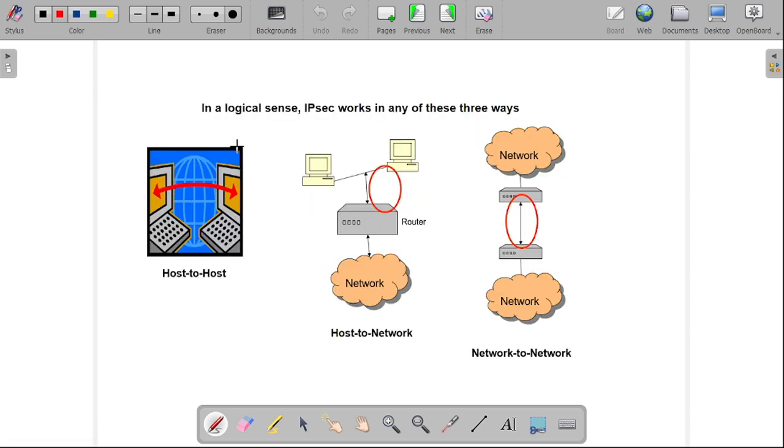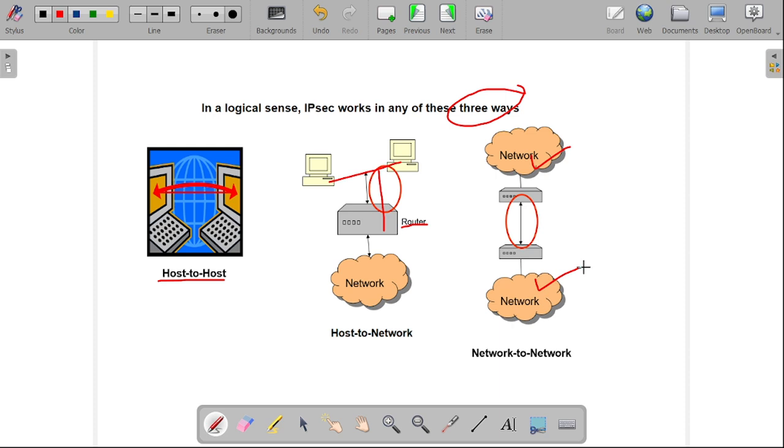Now, IP security can work in three ways. The first way is that the IP security protocol provides security when two hosts are connected with each other. In the second, it provides security when a host is connected to a network. In that case, IP security protects our networking devices. In this figure, the router is connected between the different networks and your host machine. In the third diagram, the IP security protocol provides security to different networks.